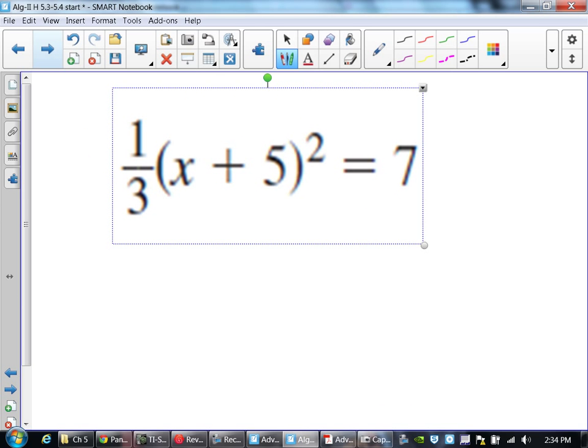What do you do now? Multiply by 3. Good. When you undo multiplying by a fraction, what is that called? I don't want you guys to say divide by a fraction. That's complicated. Multiply by its reciprocal. The reciprocal of 1/3 is 3, or 3 over 1. So you multiply both sides by 3. Are you wrong by saying 3 over 1? No.